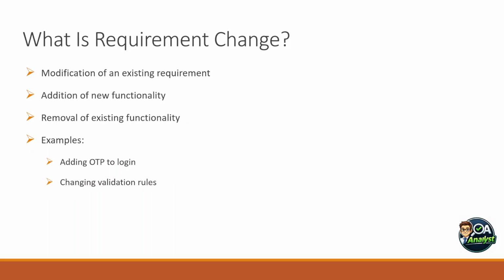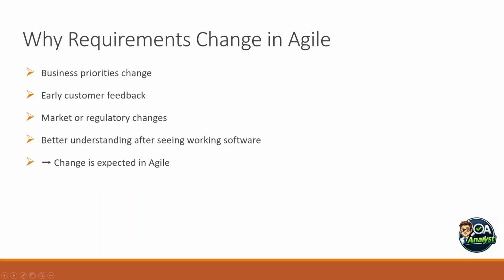Now a very important question. Why do requirements change so frequently in Agile? There are many reasons. First is business priority changes: customer feedback comes early, market conditions change, or users realize new needs after seeing working software. So Agile actually welcomes changes even late in the development. This is one of the core Agile principles.